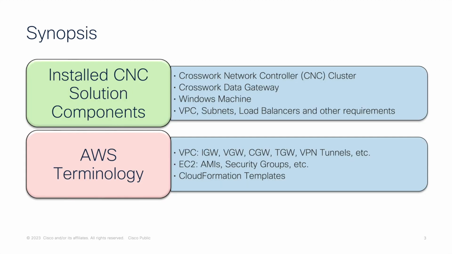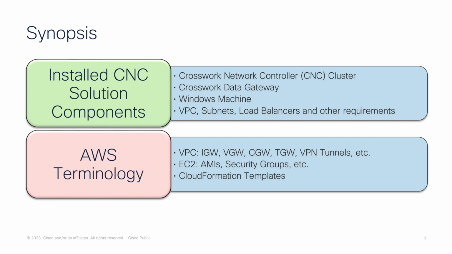Synopsis of today's solution is, as I mentioned, we will be installing the CNC solution components here, which involve a CNC cluster, which has 3 nodes, a data gateway, of which there will be 2, and 1 Windows machine. We'll also be creating brand new VPCs, subnets, AZs, load balancers, and other requirements that come as prerequisites. If you use our deployment template, the templates that I use, those will be deployed automatically for you as well.